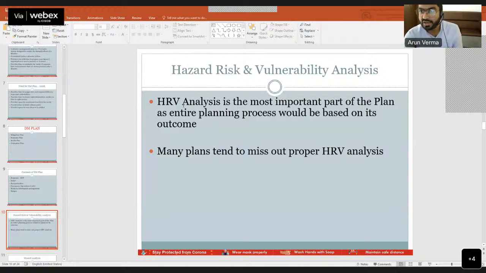Vulnerability care. What is the vulnerability? Vulnerability in terms of man, or vulnerability in terms of property, vulnerability in terms of man-made things, natural things. So we should observe. When we covered the first step, these are the number of hazards. Then coming to the vulnerability.